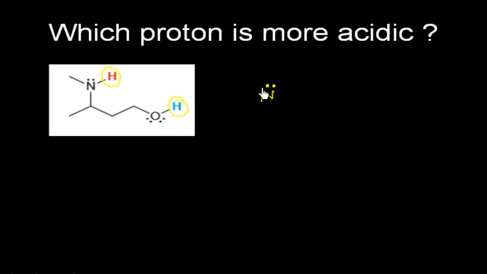If I lose H plus from here, I will have a negative charge on nitrogen, and if I lose this H plus from here, I will have a negative charge on oxygen. So now we have one charge on nitrogen and one charge on oxygen. Which is more stable? So we have to see where nitrogen and oxygen lie in the periodic table.